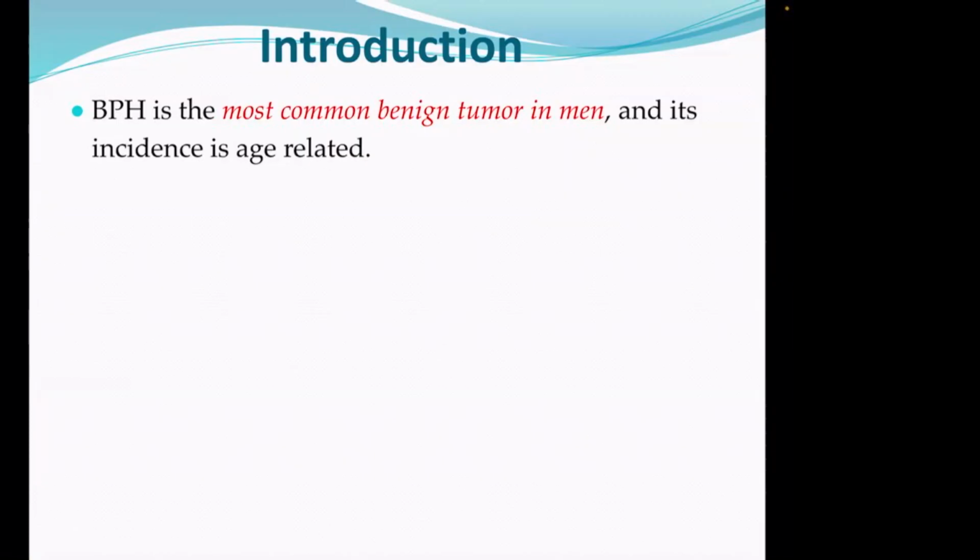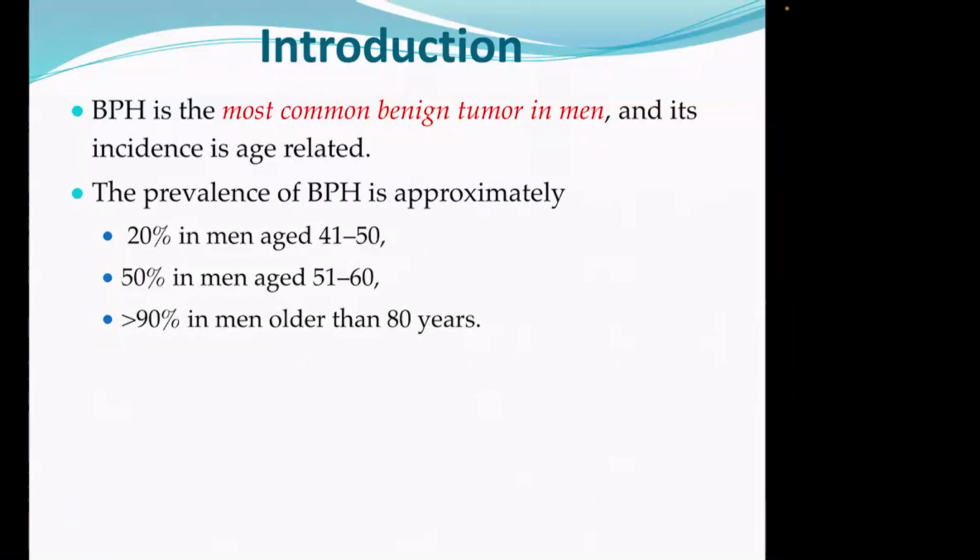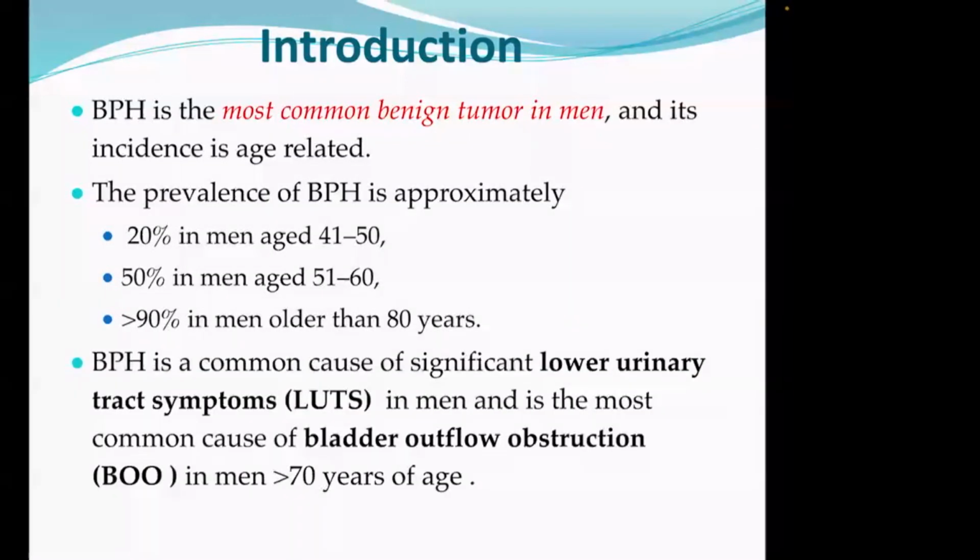This is the most common cause of benign tumor in men, okay? And this is age related. It is usually common after 50, so the 50 to 60 years group is a very common age group for BPH. And once the patient survives to 60, 70, 80, 90, the longer they go, the higher the chance of getting BPH. BPH is one of the very common causes of LUTS in males.